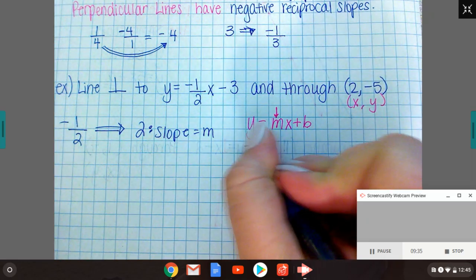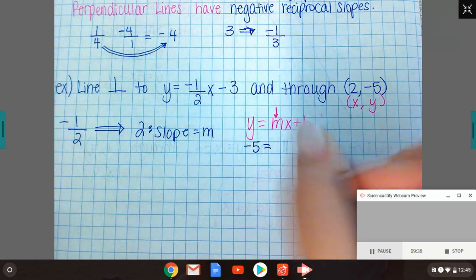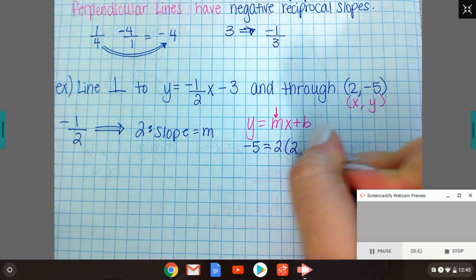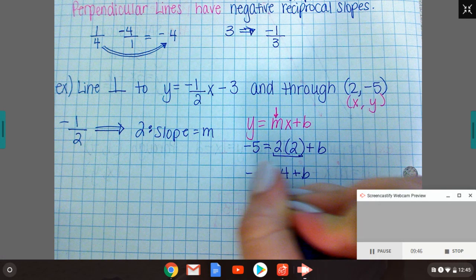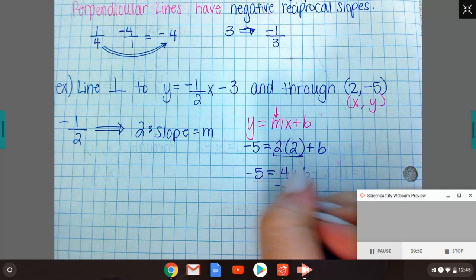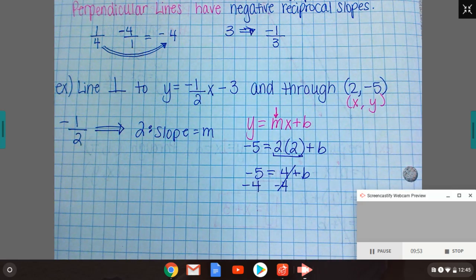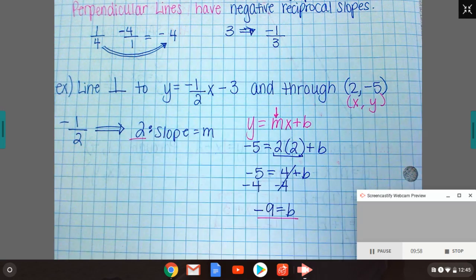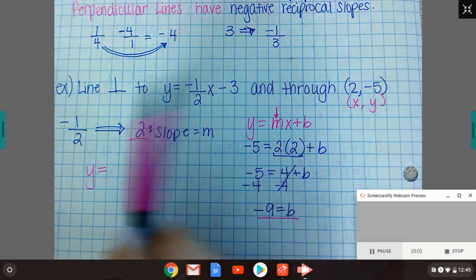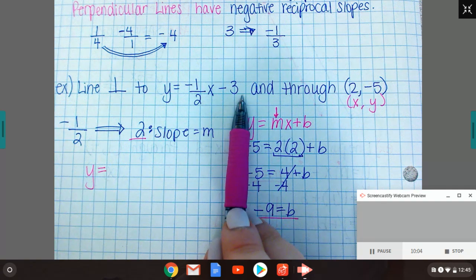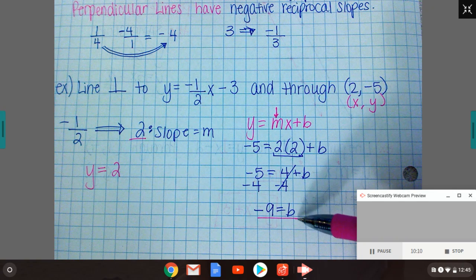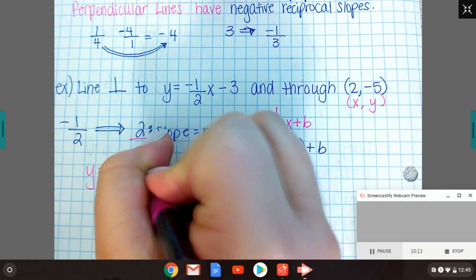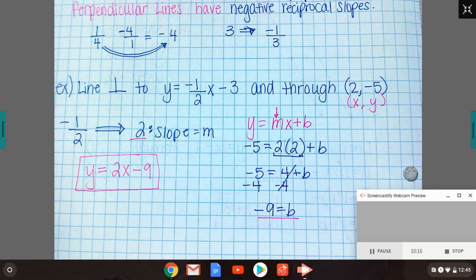So let's do that. y is negative 5 equals m, which we said was 2, times x, which was also 2, plus b. 2 times 2 is 4. And we'll subtract it off. So negative 5 minus 4 is negative 9 equals b. I've got my b, I've got my m, I've got my final answer. A line perpendicular to the line negative 1/2 x minus 3 has an opposite reciprocal slope, or a negative reciprocal slope, of 2, and it has a y-intercept that we solve for as negative 9. So there's my final answer on that guy.